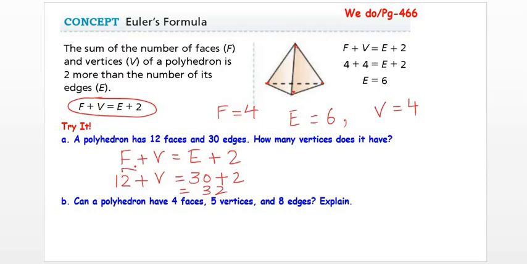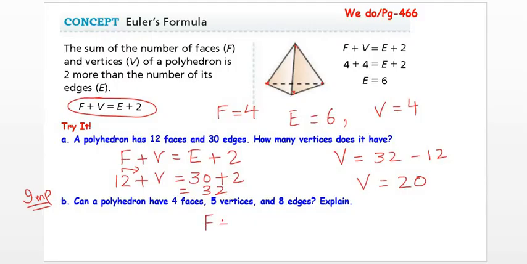Now move this 12 to the other side. So V equals 32 minus 12, and the number of vertices will be 20. Clear? This is how you can find the missing number of faces, edges or vertices using Euler's formula. The next, part B, says: can a polyhedron have 4 faces, 5 vertices and 8 edges? This is also important, that sometimes we only have to check whether, with these faces, vertices and edges, we can make a polyhedron. So let's check.